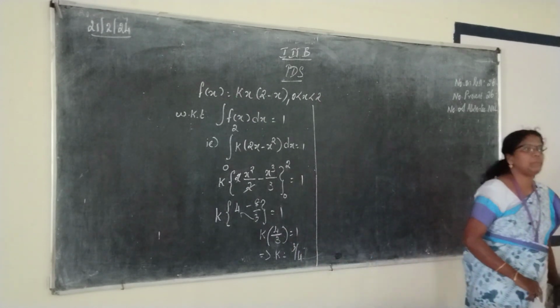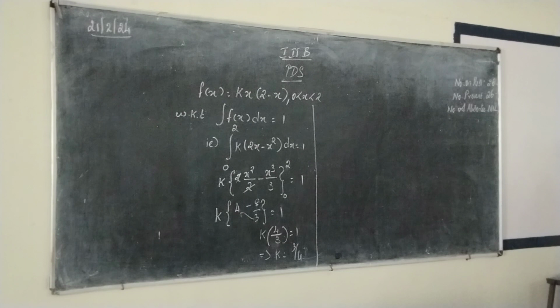Always this unknown constant will be less than 1. If it is greater than 1, the total probability value equal to 1 will not be satisfied. So whenever you find a constant k, whether it is the discrete case or the continuous case, it will be less than 1. It can never be greater than 1. Any doubts?